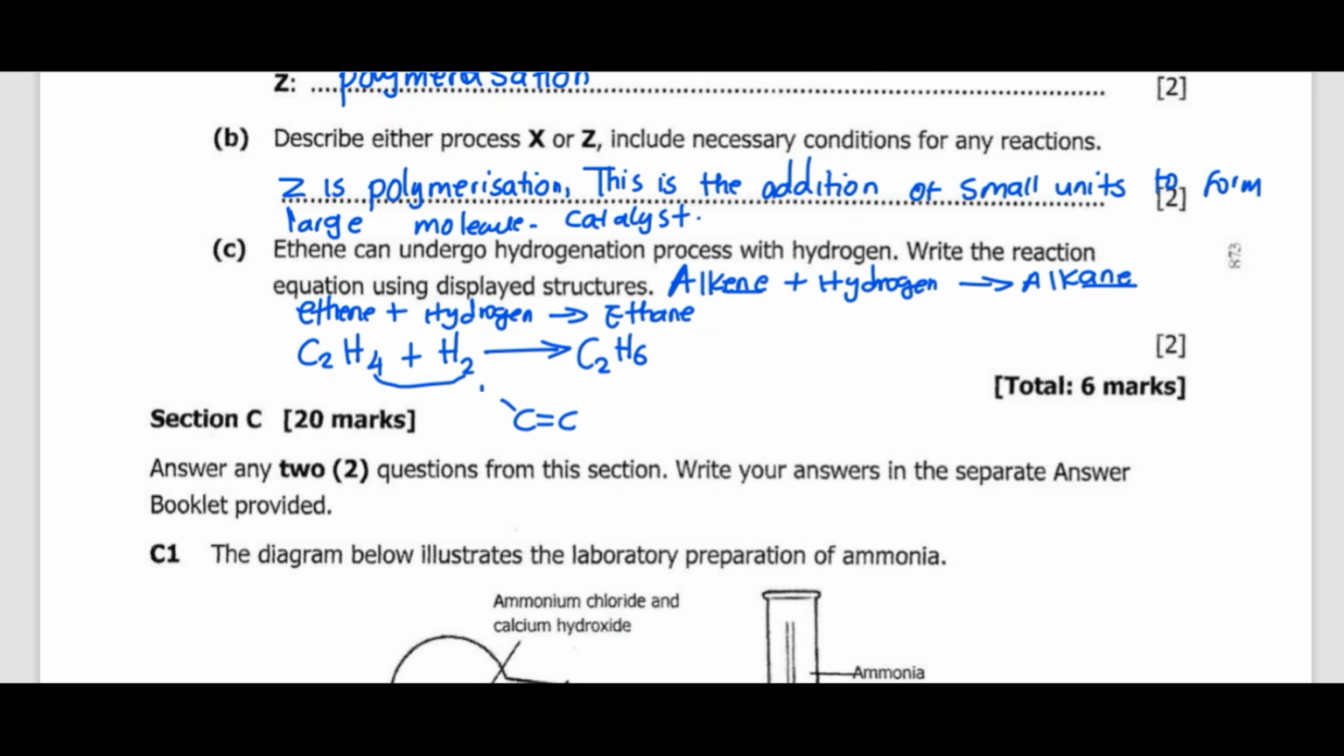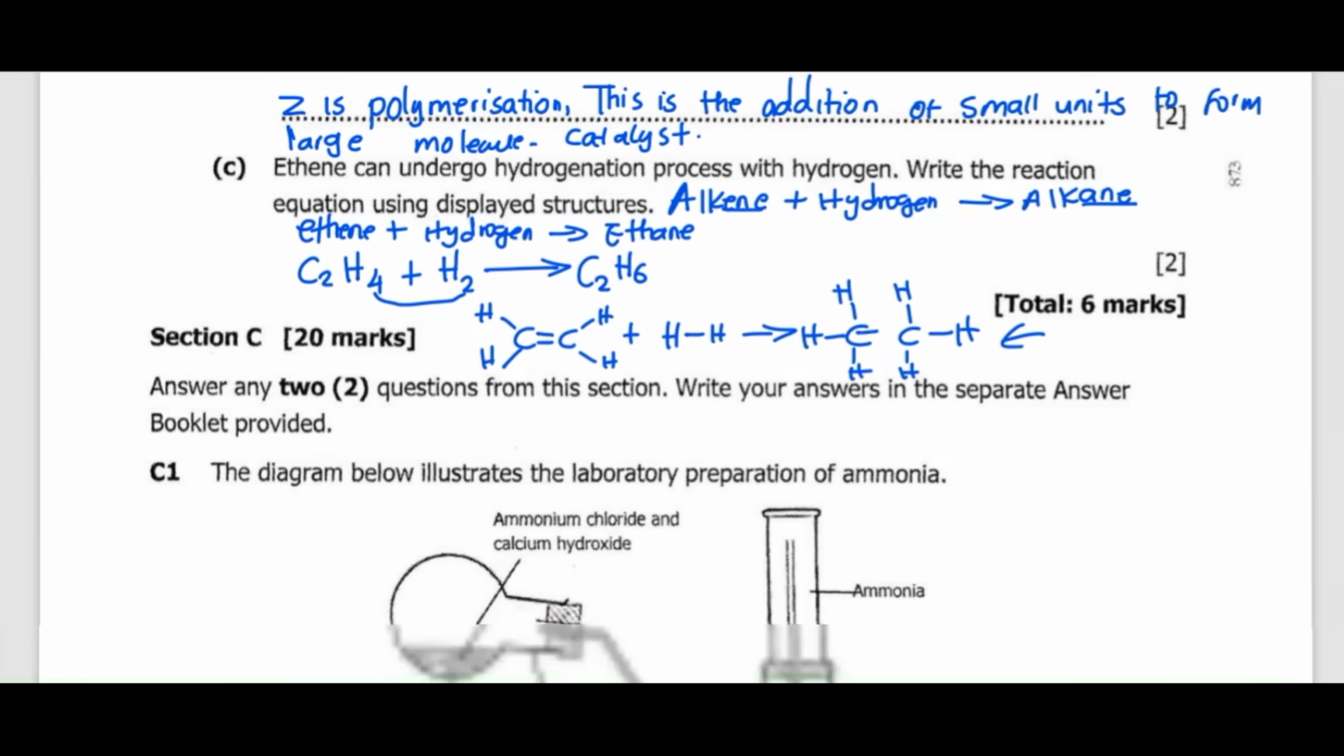The structure for ethene is this one with a double bond, since it's an alkene, plus H2. Then we react with hydrogen. The key point is the double bond will break, so the product will only have single bonds. So we put the 4 atoms of hydrogen plus the other 2 atoms of hydrogen that we added. So this is our displayed structure equation. So now we can move on to section C. Answer any 2 questions from this section. Write your answers in the separate answer booklet provided.